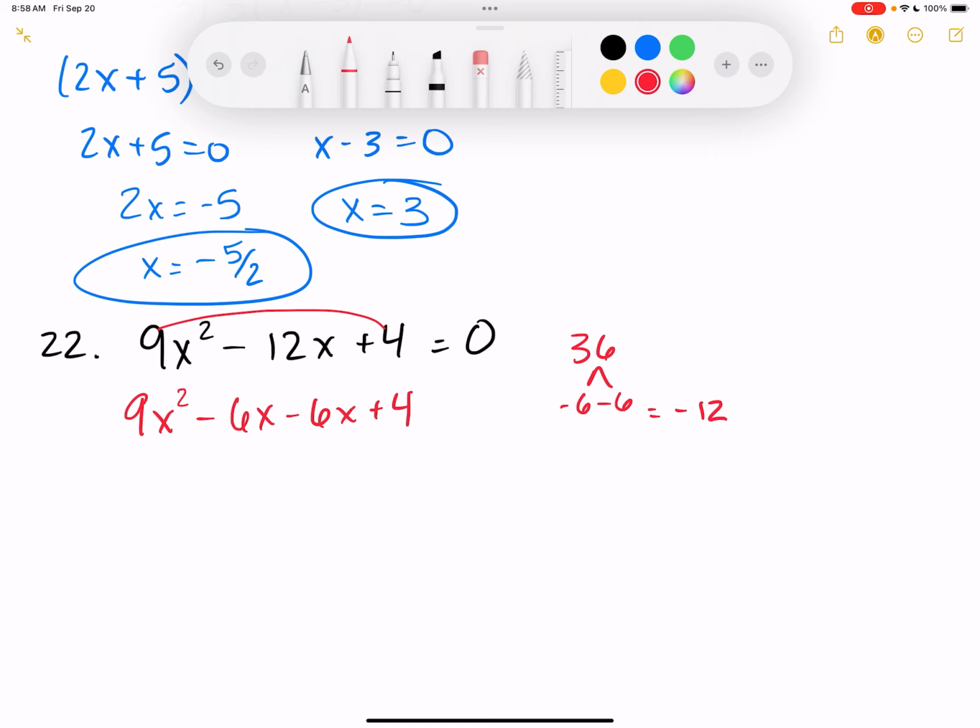I think this one actually works out that it would have been a special type, but we don't have to do it that way. What am I taking out of these first two? 3x. And what does that leave me with? 3x. Yep. What am I taking out of these two? That negative is with that 6, by the way.